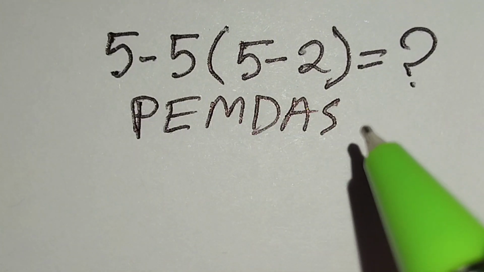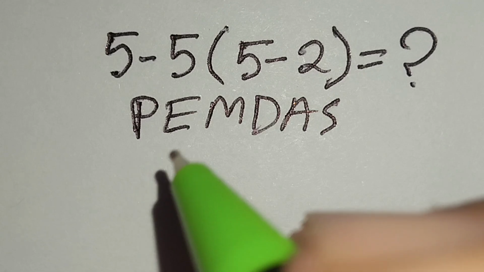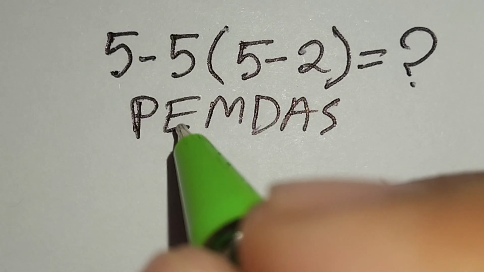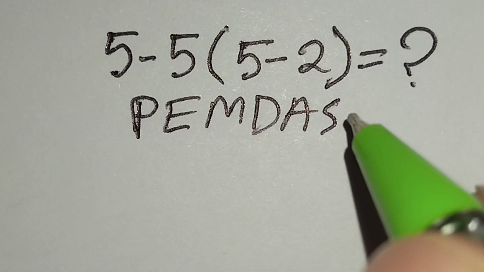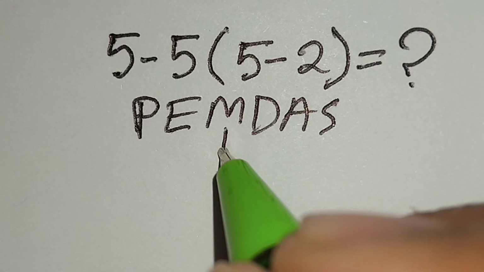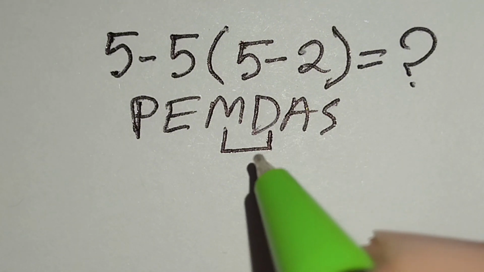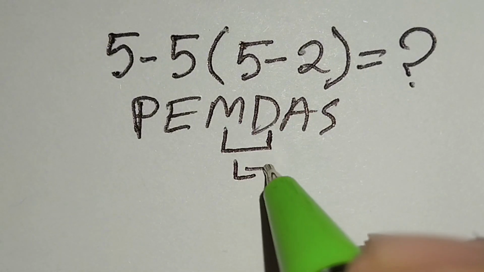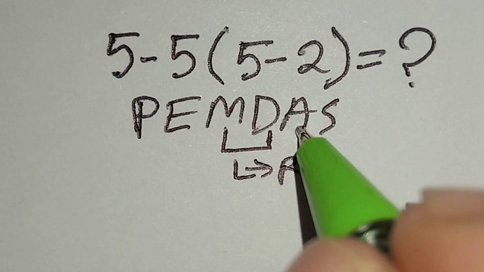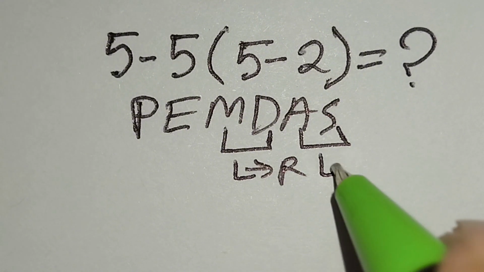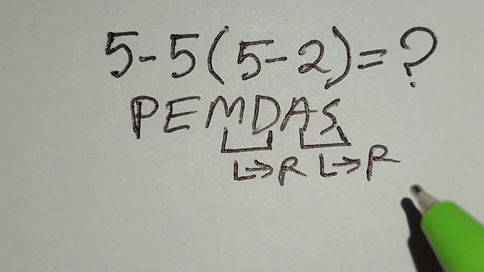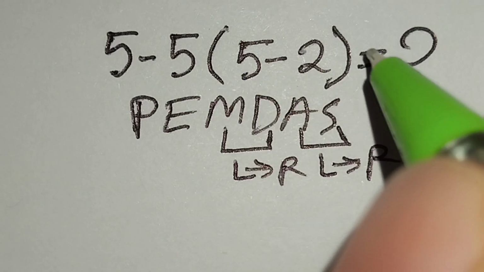PEMDAS. According to the PEMDAS rule, at first we have to work with parentheses, then exponent, then multiplication or division, then addition or subtraction. Remember, multiplication and division have the same priority, so we have to work left to right, and addition and subtraction have the same priority. For this we have to work left to right also. Therefore, at first we have to work with this parenthesis.